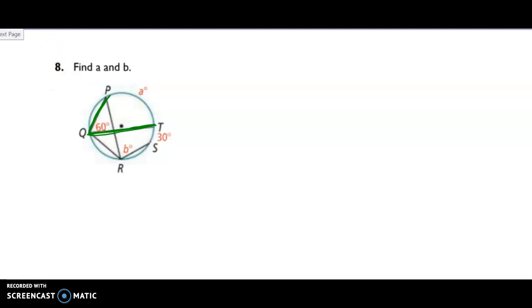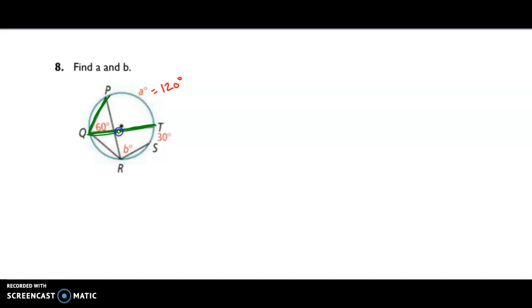Here in number 8, some of these I already started a little bit. So in number 8, you're asked to find A and B. A is an intercepted arc, PT, and what's the inscribed angle? It's angle B, right here, angle PRS. So once we figure out angle B, maybe we can figure out A, but if you also look at what I highlighted, angle PQT is 60 degrees. This is an inscribed angle, and look, it shares an intercepted arc. So PT is going to be twice as much as 60, and therefore intercepted arc A is going to be 120 degrees.